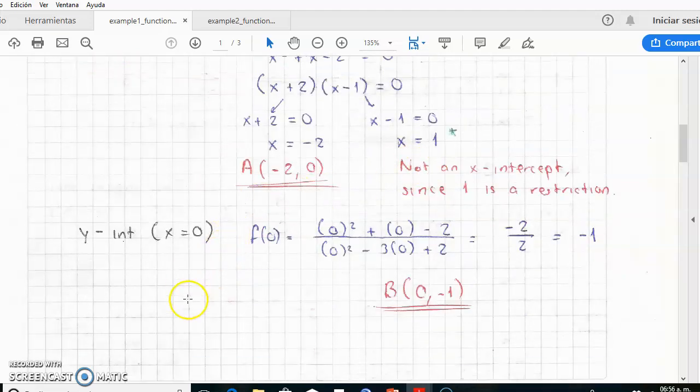In the case of the y-intercept, we let x equal to 0. We put for every x equal to 0, we evaluate f of 0. So we evaluate, so at the end we have minus 2 over 2, and that's just equal to negative 1. So my point of the y-intercept will be point B, (0, minus 1), or negative 1.